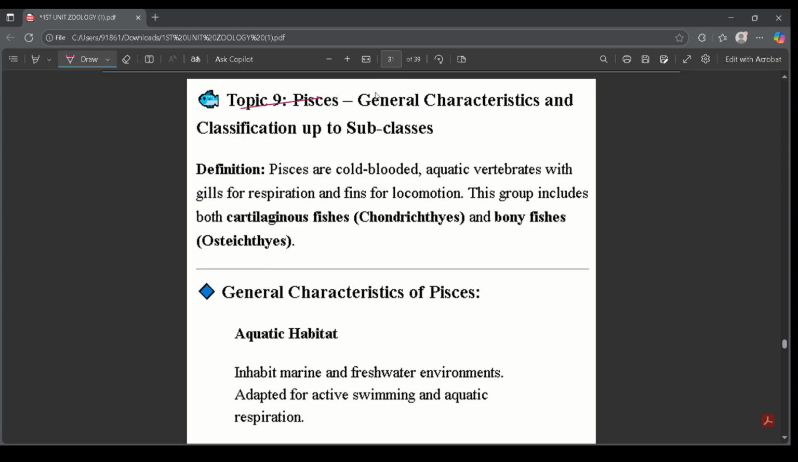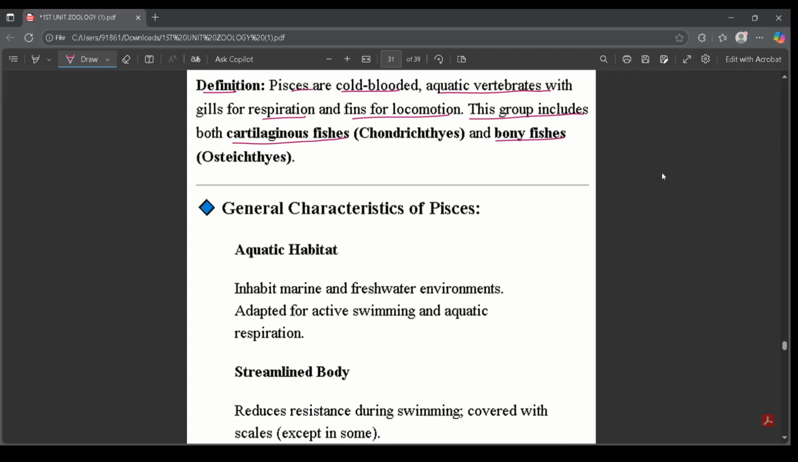Now we'll start topic number 9, which is Pisces: general characteristics and classification of the subclasses. Definition: Pisces are cold-blooded, aquatic vertebrates with gills for respiration and fins for locomotion. This group includes both cartilaginous fishes and bony fishes, with their scientific names.